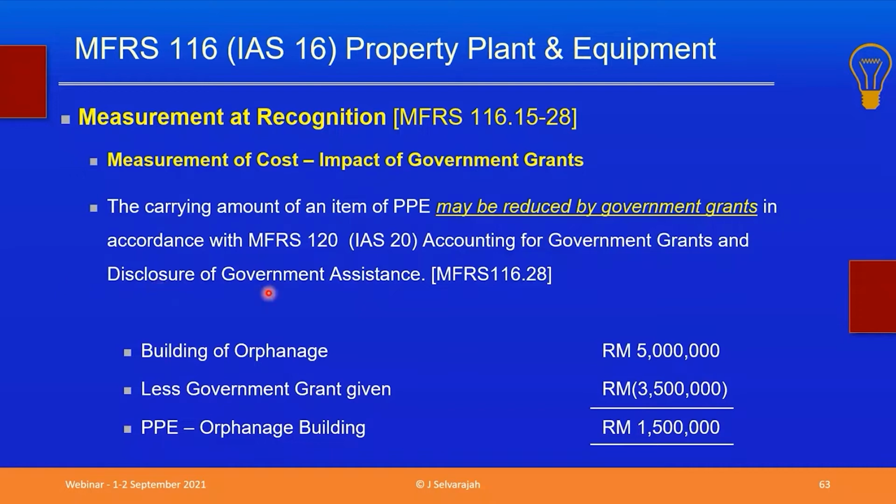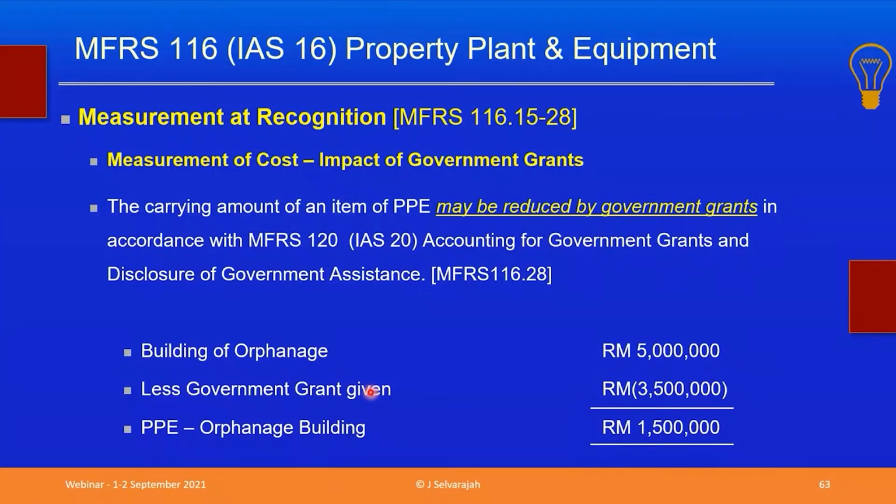You see, disclosure of government assistance. Under paragraph 28 of MFRS 116, which is PPE, this is government grants. So if you say you're putting up money to build an orphanage, and it's going to be 5 million to build this big orphanage, right? The cost, and you get a grant from the government, you apply for the grant, and the government gives you a grant.